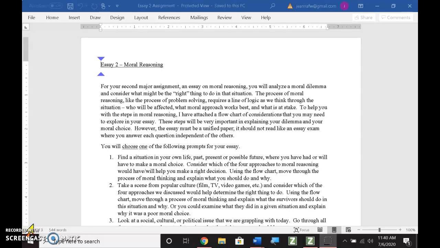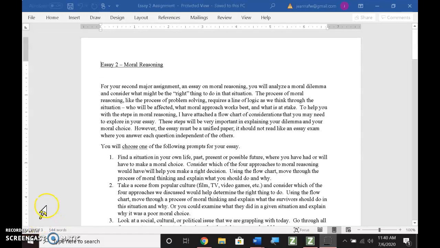But this may be a kind of writing that is new to you because essentially you're going to be making an argument here. You're going to stake out a position that the right thing to do would be X, and then you're going to explain how you came to that way of thinking.